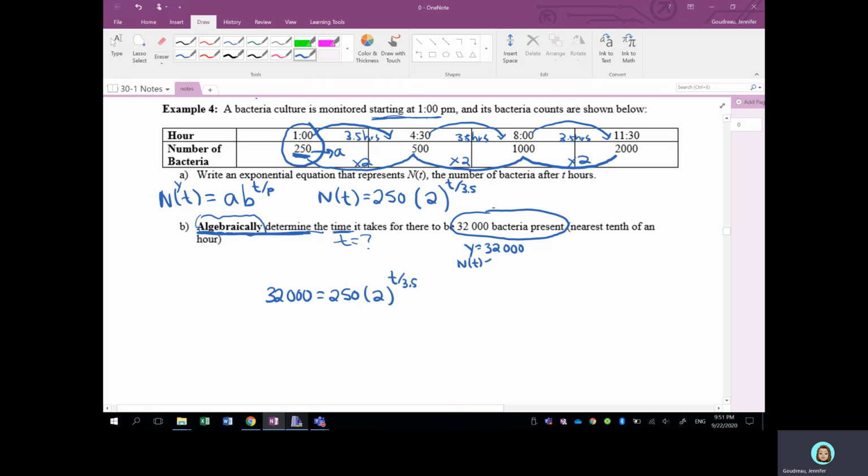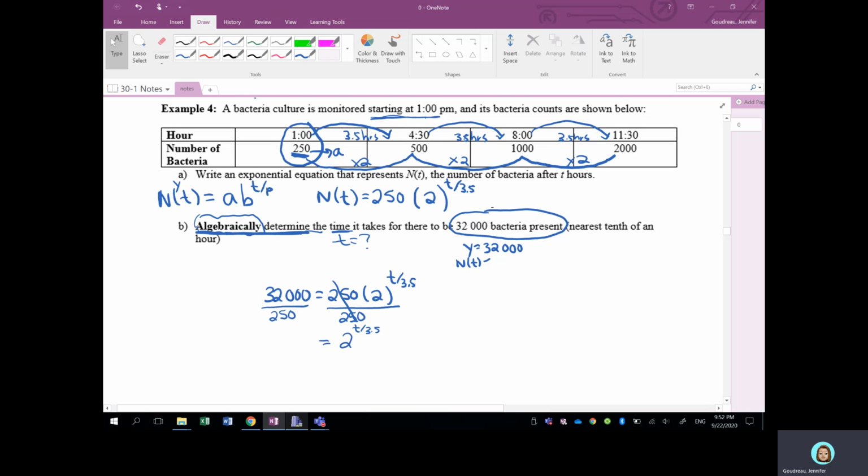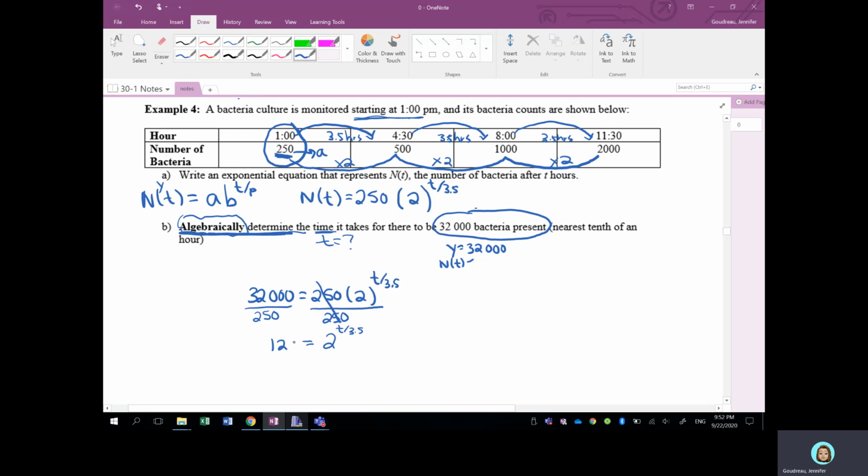What I'm going to do is I'm going to try to simplify the equation first. So before I try to get everything into the same base, what I'm going to do is isolate the power. So I'm going to divide the right-hand side by 250, which leaves 2 to the power of t over 3.5 on that side. But if I divide the right side by 250, I have to divide the left side by 250. And on the left side, when we divide 32,000 by 250, we end up with 128. And that actually makes us better off because 128 we can write as a base of 2.